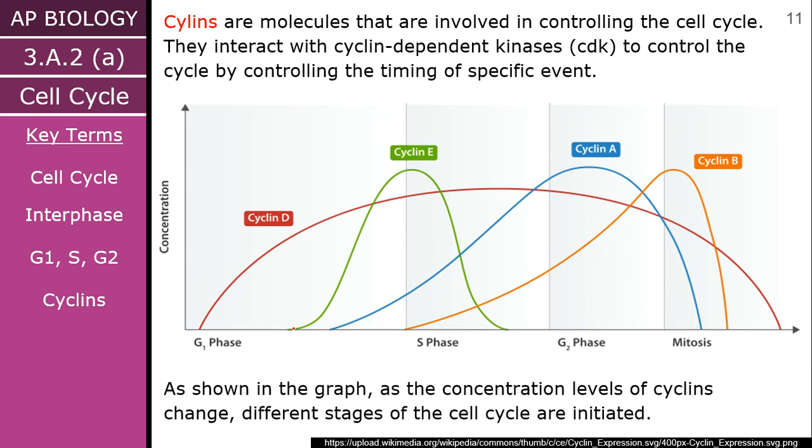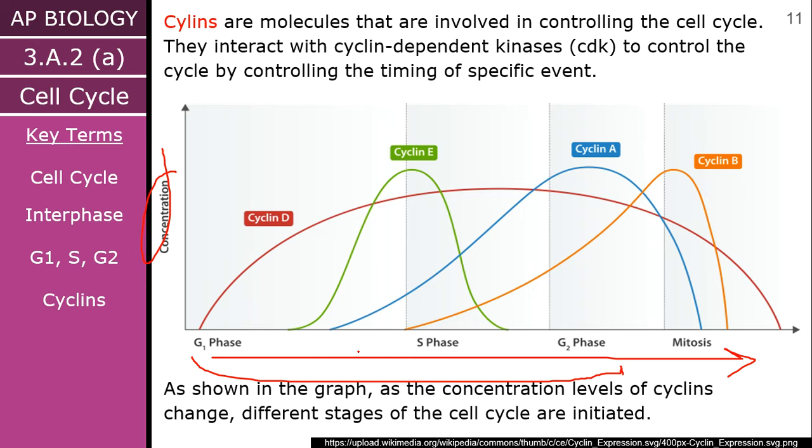Now, this is all how we control the cell cycle. And your book talks about this term cyclins. So cyclins are basically going to be the molecules that are responsible for regulating that cell cycle. So if you look here, I have concentration on the y-axis, and on the x-axis, I have the cell cycle itself. I have the four phases of the cell cycle. So I have interphase, which is made up of the G1, S, and G2 phase, and then I finally have mitosis, right? So there are different cyclins. They're labeled with different letters. So there's cyclin D, cyclin E, cyclin A, cyclin B, right?